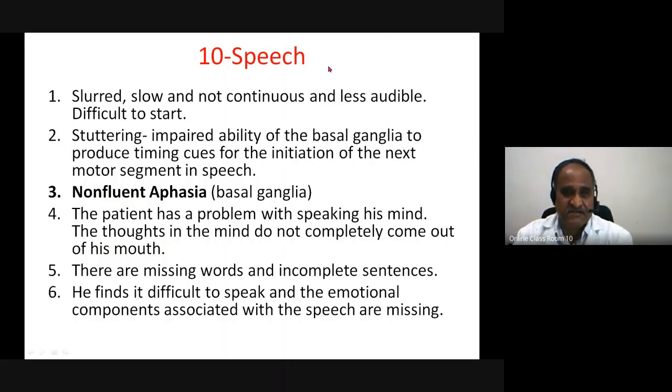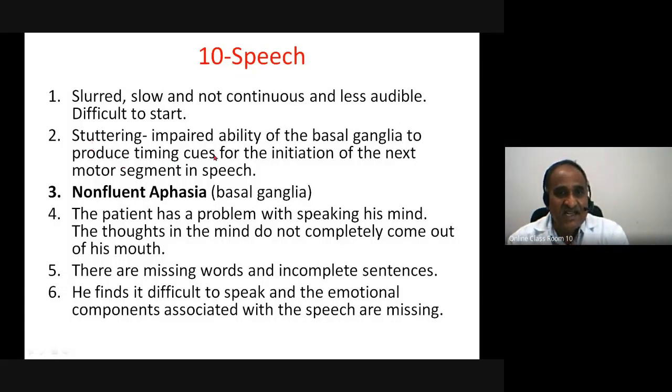Then speech: slurred, slow speech. It is not continuous. It is broken, because the contractions of the vocal cords are rigid and poor, and because the voice is not as loud, it is less audible, and even he has difficulty in starting the talking or speech.